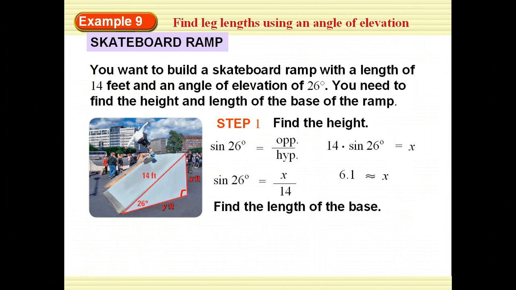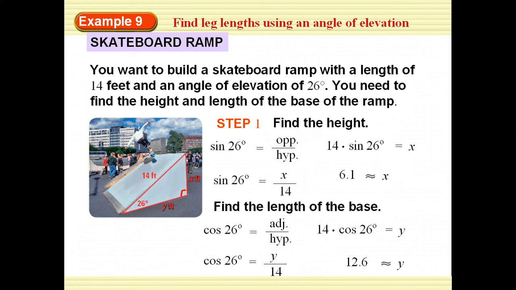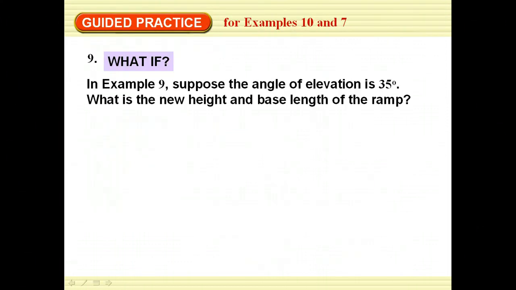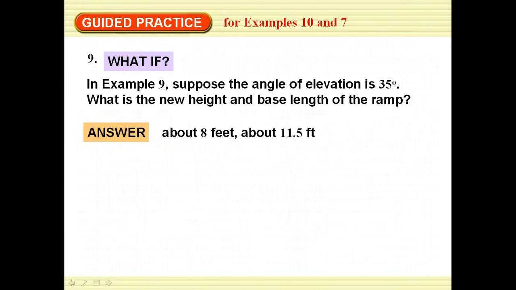For the length of the base, I'll use cosine because I'm looking for the adjacent and I know the hypotenuse. So I'll plug in and work that and find out that the length has to be about 12.6 feet. What if in example 9 the angle of elevation is 35 degrees? What's the new height and base of the ramp? You do work those same problems, except this time you use 35 degrees. You'll find out about 8 feet tall and about 11.5 feet long.